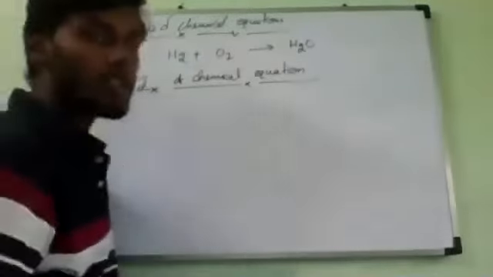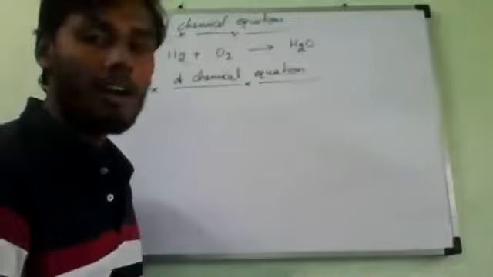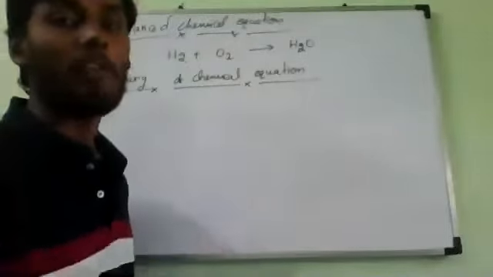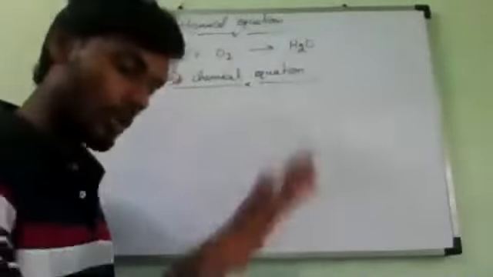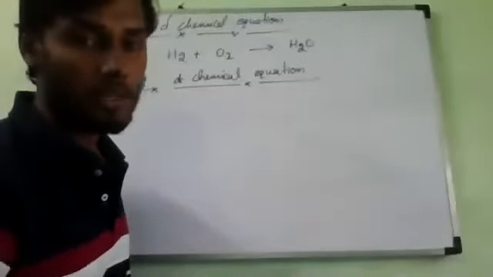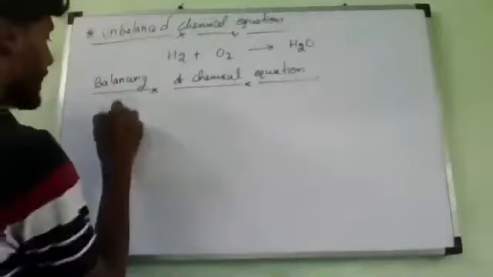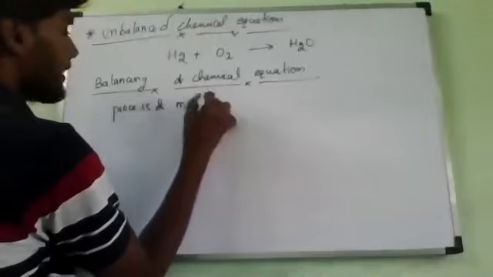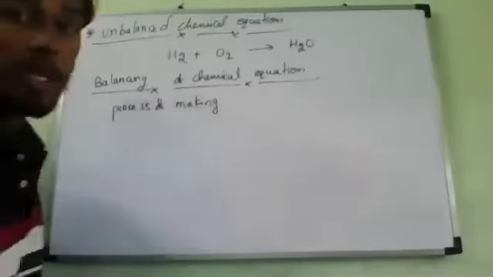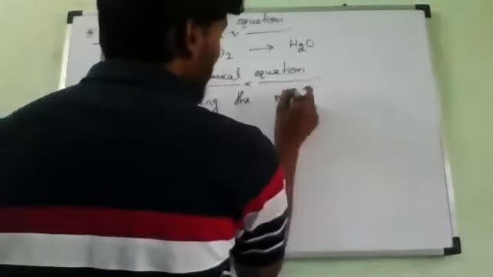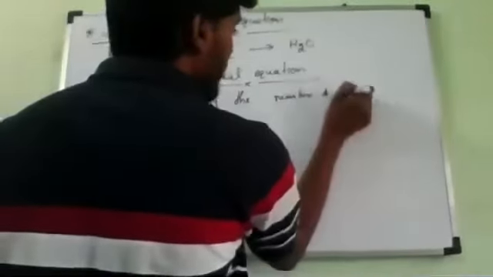It is a stepwise process of making the number of different types of atoms equal on both sides of an equation. That is only called balancing of a chemical equation. It is just a process of making the number of different types of atoms equal.